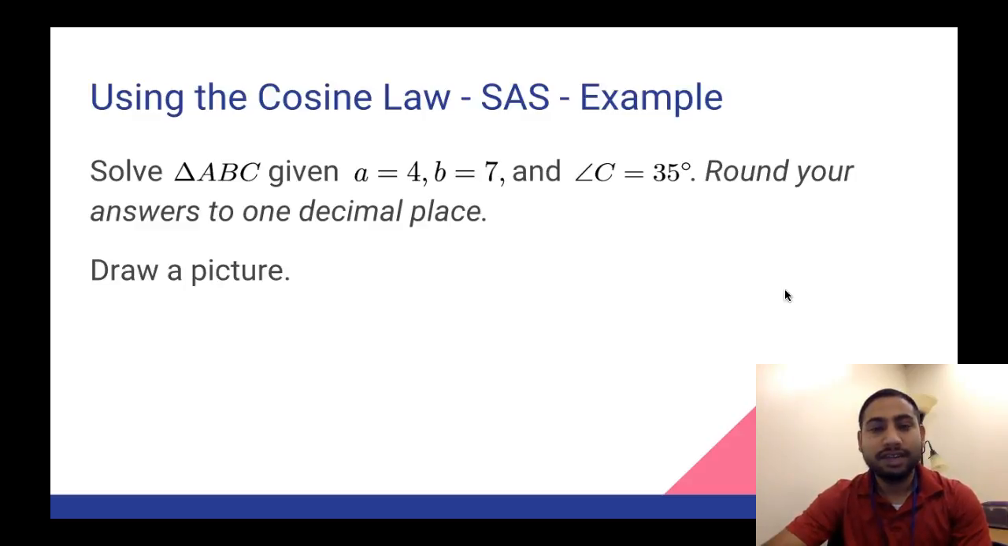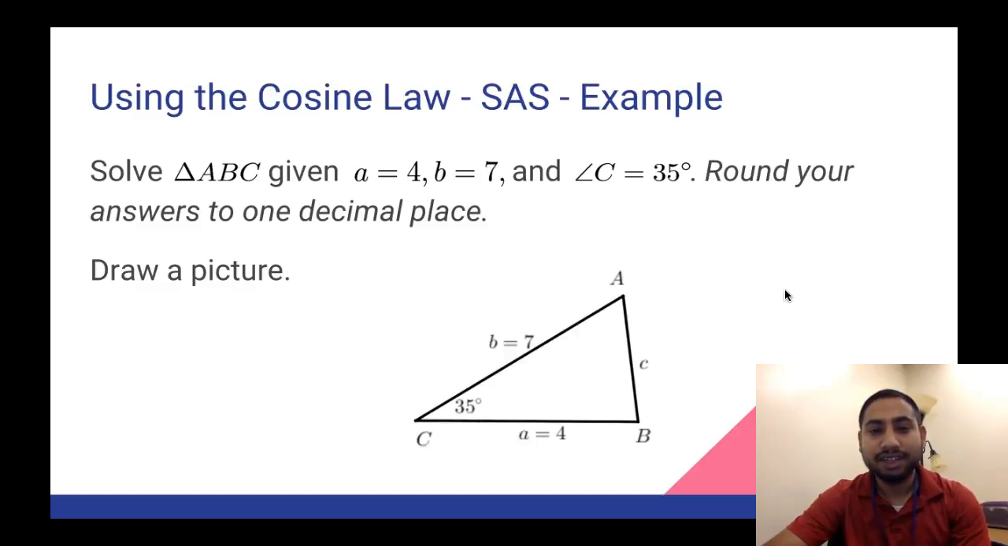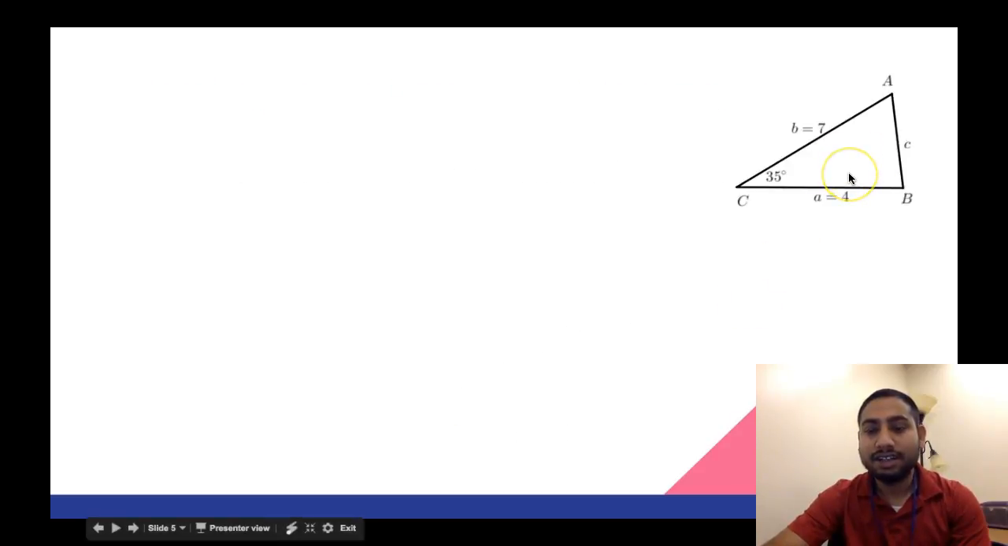All right, the first step is to draw a picture. Just a rough sketch, it doesn't have to be exact. Then label the vertices A, B, C, and label the sides with the given information. So side a is 4 units long, side b is 7 units long, like that. And then angle C is 35 degrees. I'm going to have that picture right here in the corner so that we can see it.